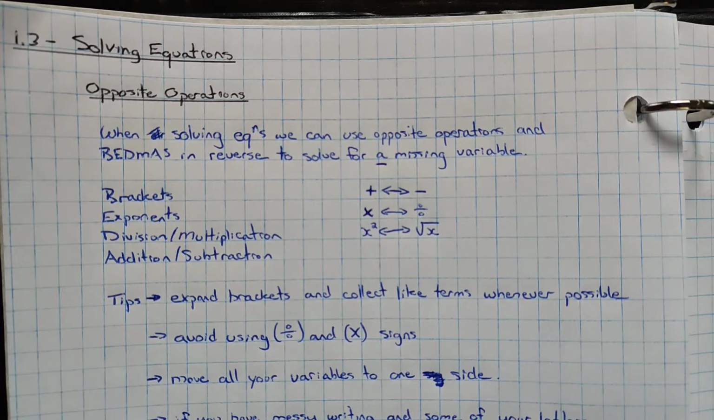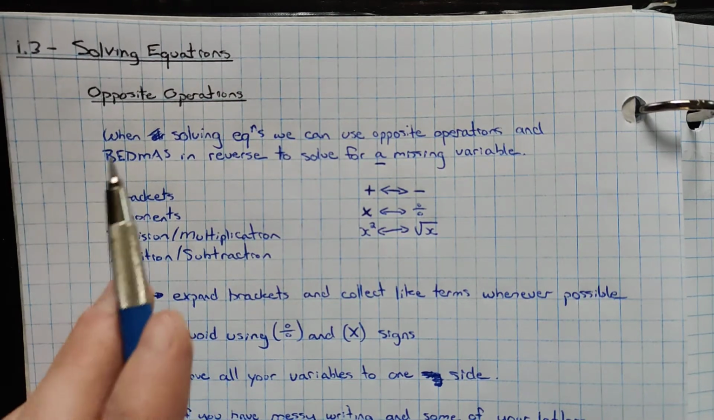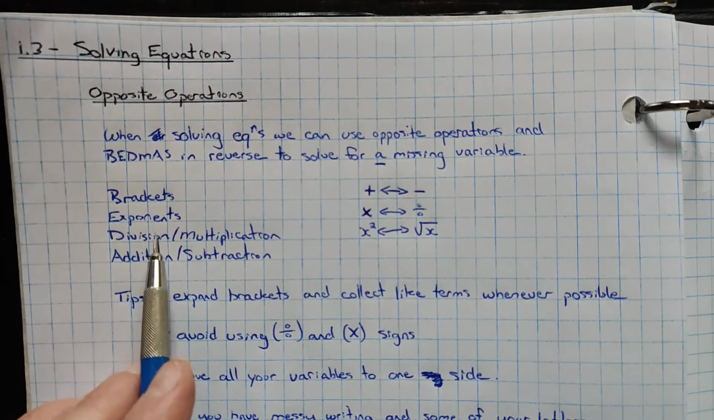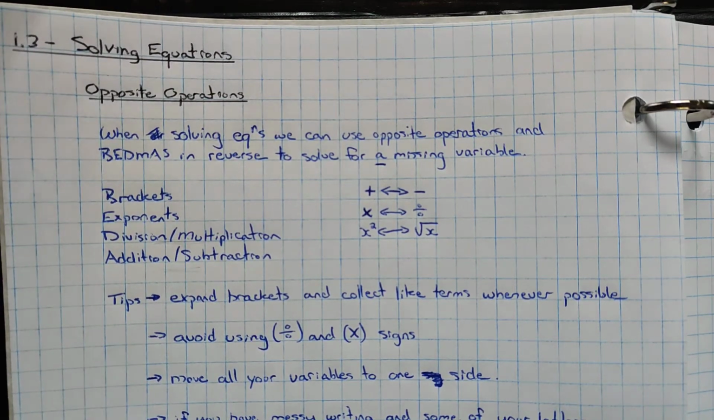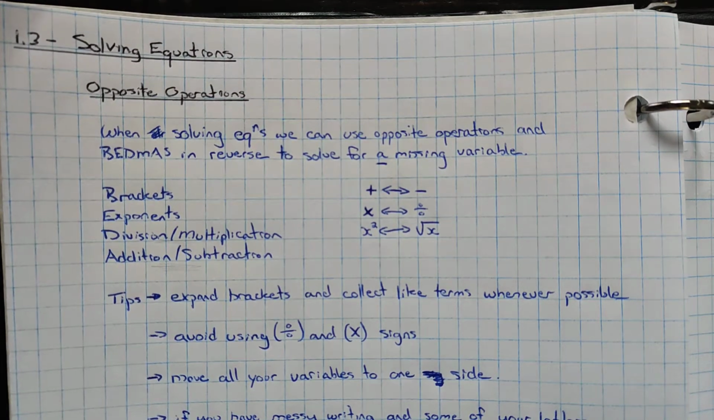Recall BEDMAS: brackets, exponents, division and multiplication in the order they appear. So you can do multiplication before division; it's in the order these two appear. Same with addition and subtraction. They're the last two, but they happen in the order they appear. In our case, we're going to be doing this all in reverse, working with addition and subtraction first, then division and multiplication, then exponents, then brackets.